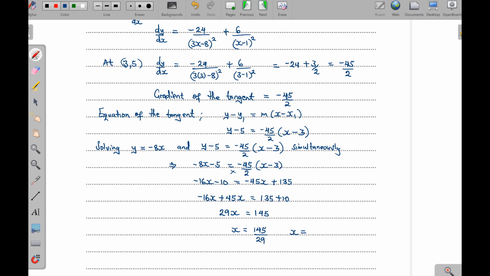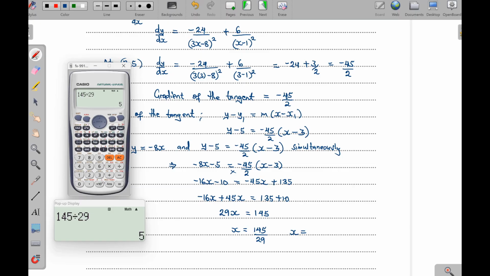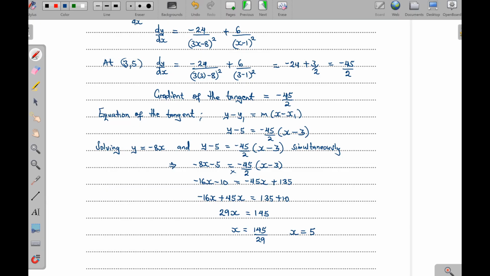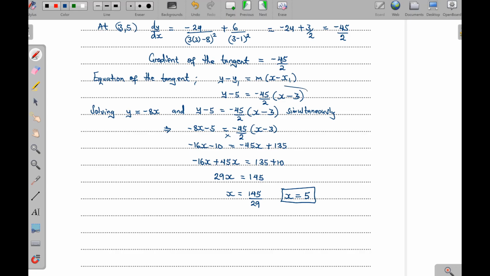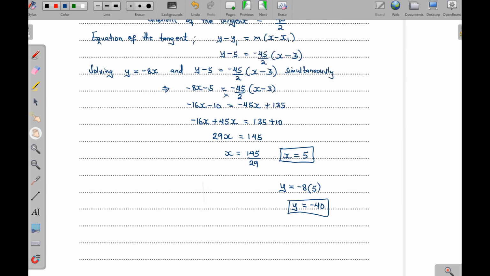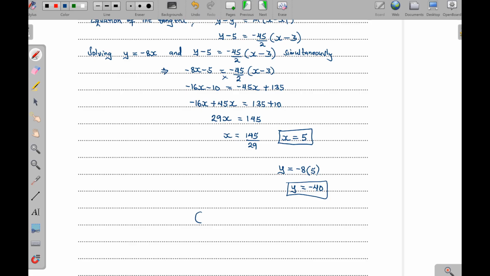What do we get from here? 145 divided by 29, 5. So this one is equal to 5. That is the x coordinate. Then the y coordinate, I can use this equation here, or I can use this one here. You see that? But better to use this simple one here. So that is negative 8, then times the 5, which is negative what? 40. That means the coordinates of the point of intersection, we have the 5 and then the negative 40. That is that.